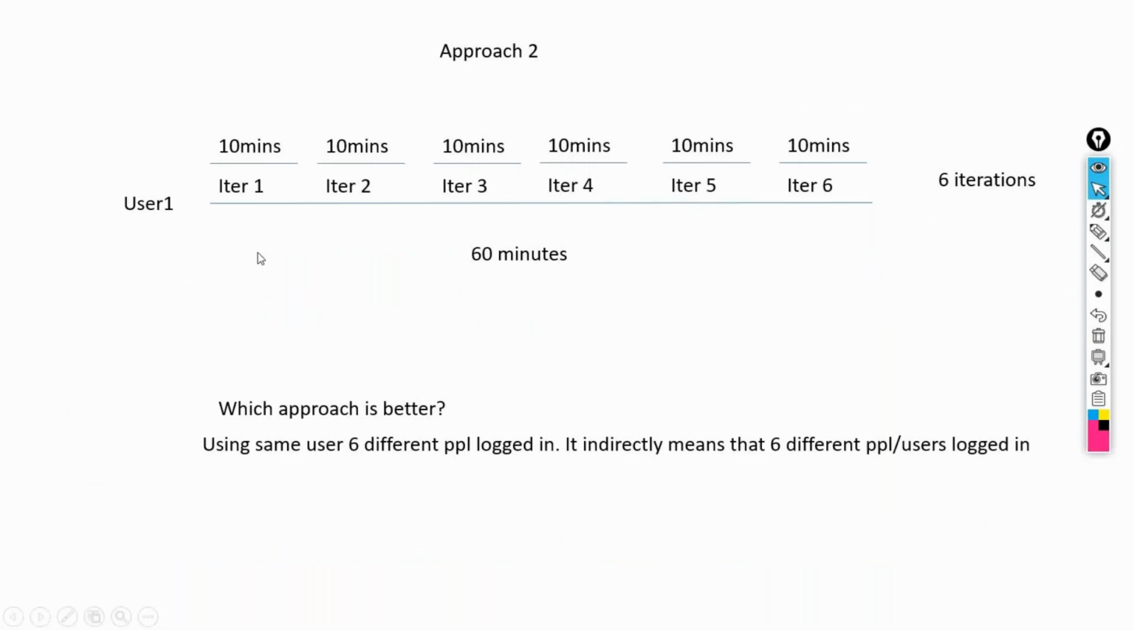Now here also there is one more logic. What I'm saying is, in this approach too, there is one user. However, indirectly, there are 6 different users who logged in. Okay, can anyone tell how? There is user 1, and that user performed all 6 iterations. In that way, the target is achieved. That's fine. But indirectly, 6 different people logged in. How?